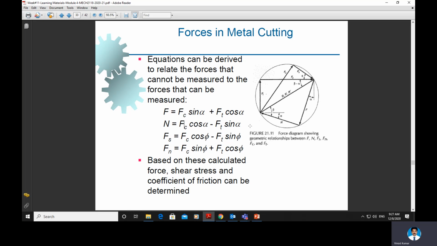So these are the mechanics of cutting, or the different forces acting in a cutting process. As you can see here, from frictional force to shear force, all these forces can be represented in a force diagram shown here. Ft, Fc, all are shown here. The corresponding angles are also given. We can find the resultant from this diagram.